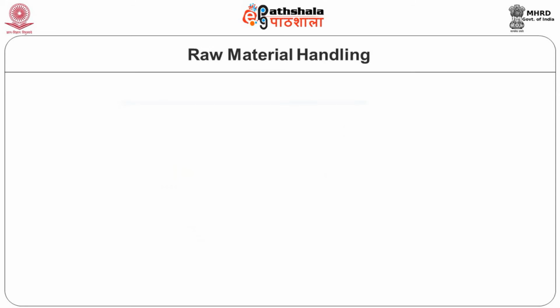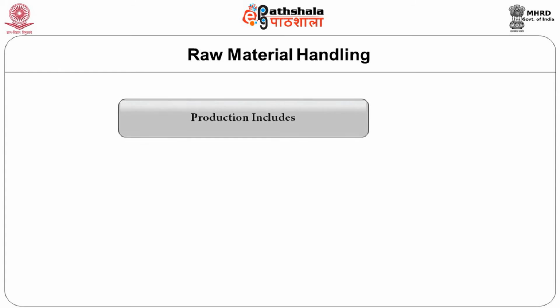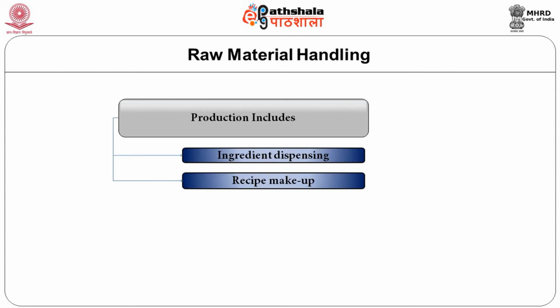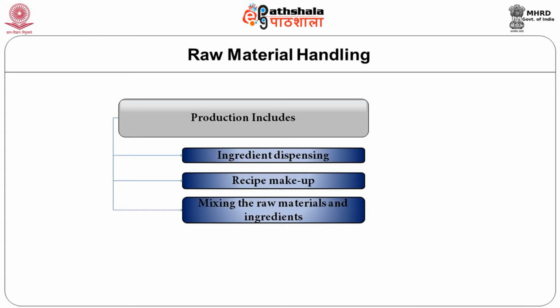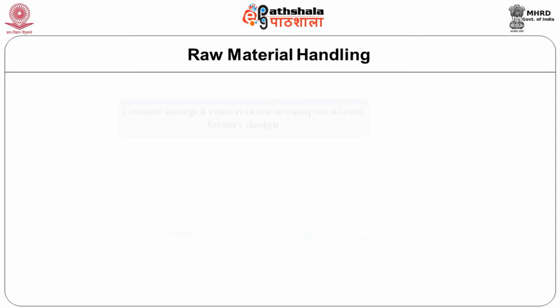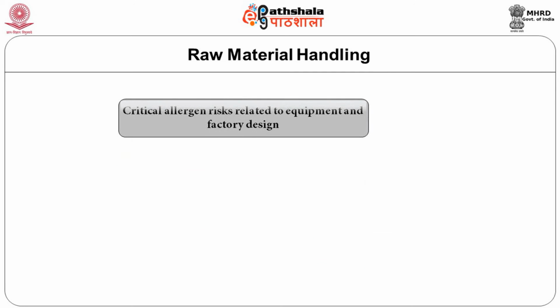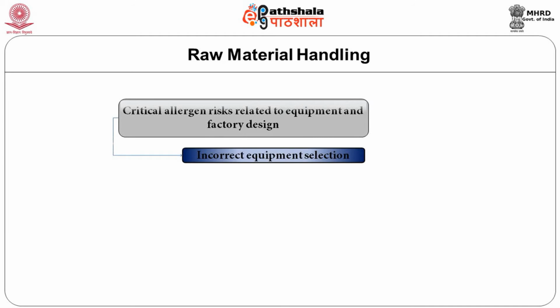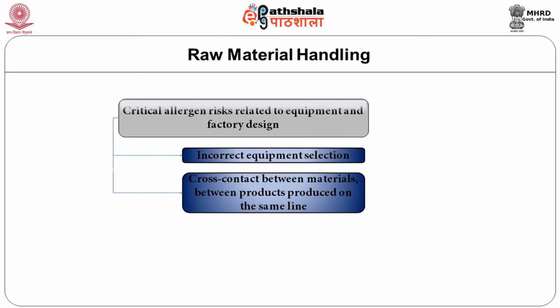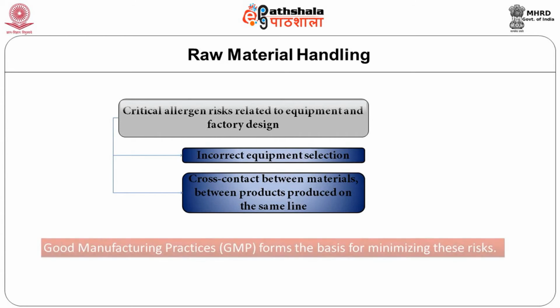Raw material handling. Production includes ingredient dispensing, recipe makeup, mixing the raw materials and ingredients, processing them, and then packaging the finished product. Critical allergen risks related to equipment and factory design include incorrect equipment selection, cross contact between materials as well as between products produced on the same line. Therefore, good manufacturing practices must be followed by the manufacturer to eliminate or minimize these risks.